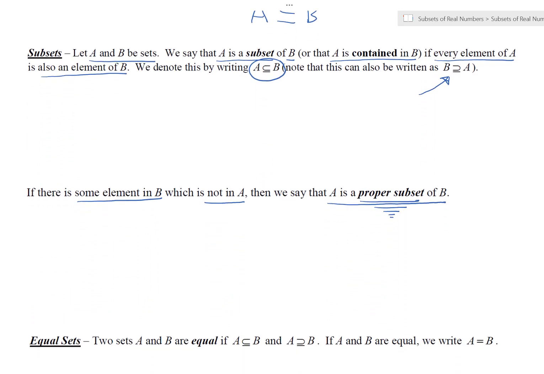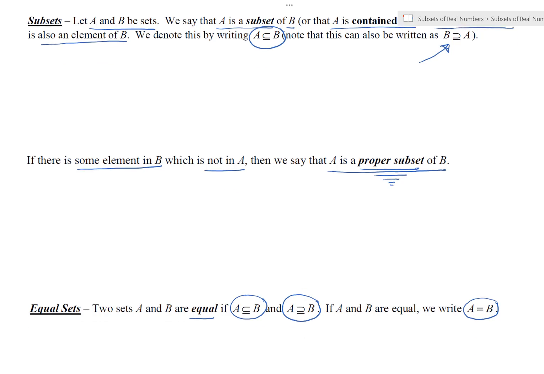But firstly, we say that two sets A and B are equal only if they are subsets of each other. So if everything in A is in B and everything in B is in A, then they must be the same set. If that happens, we say the sets are equal: A equals B.